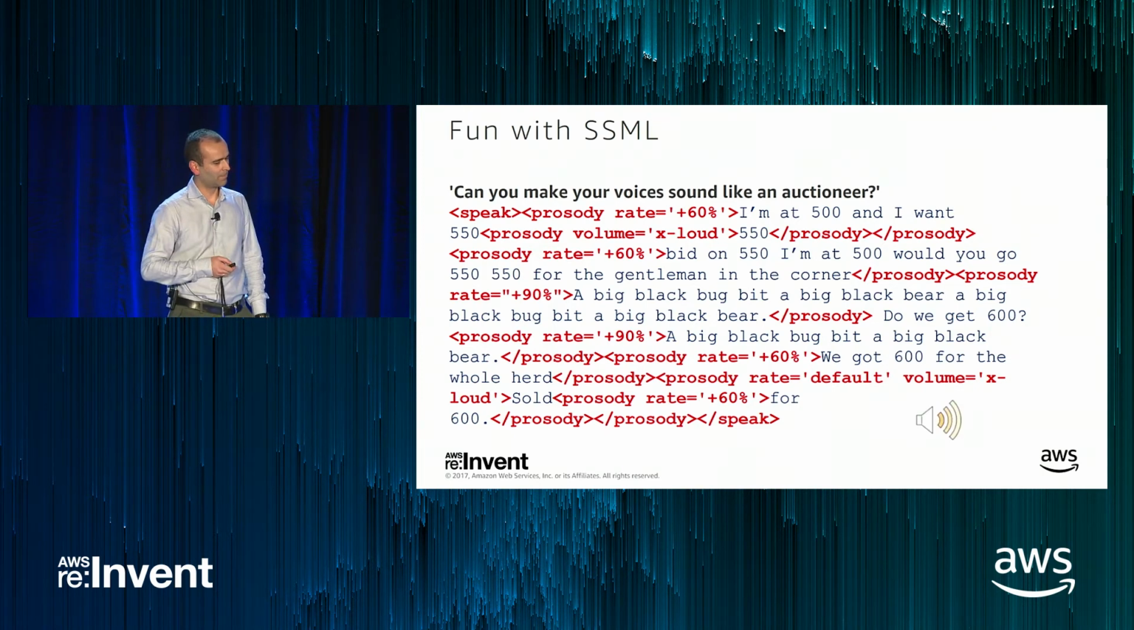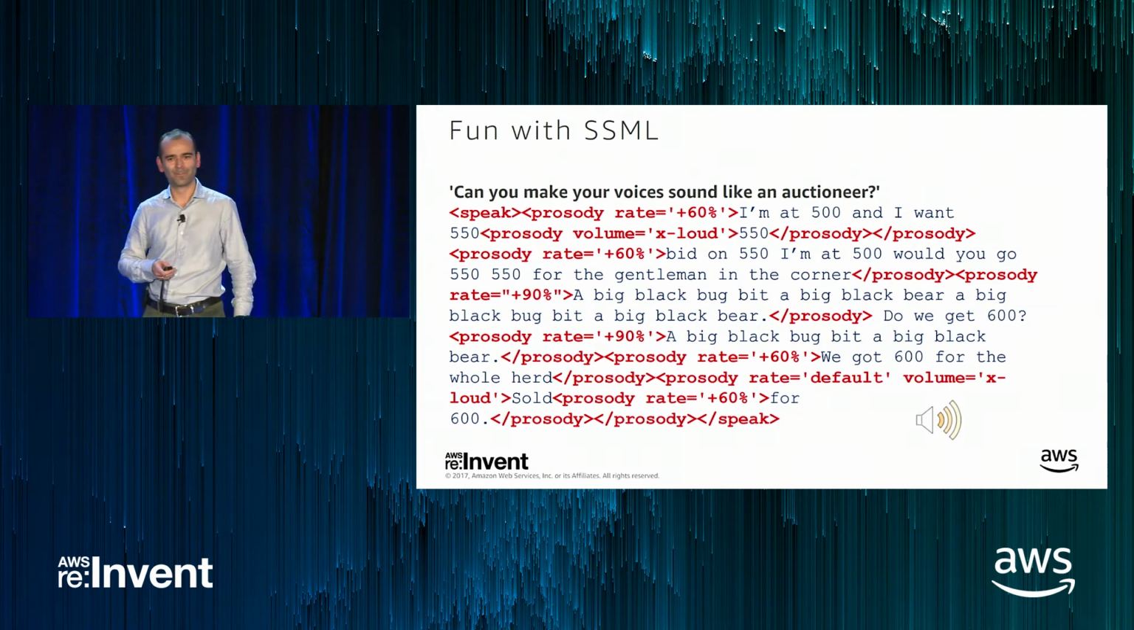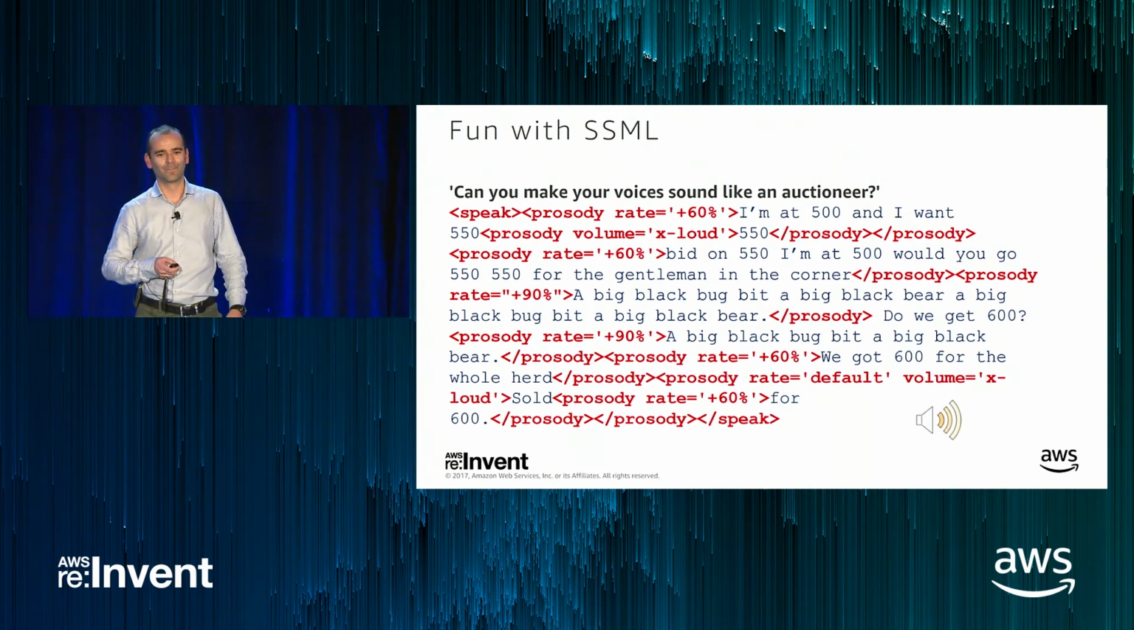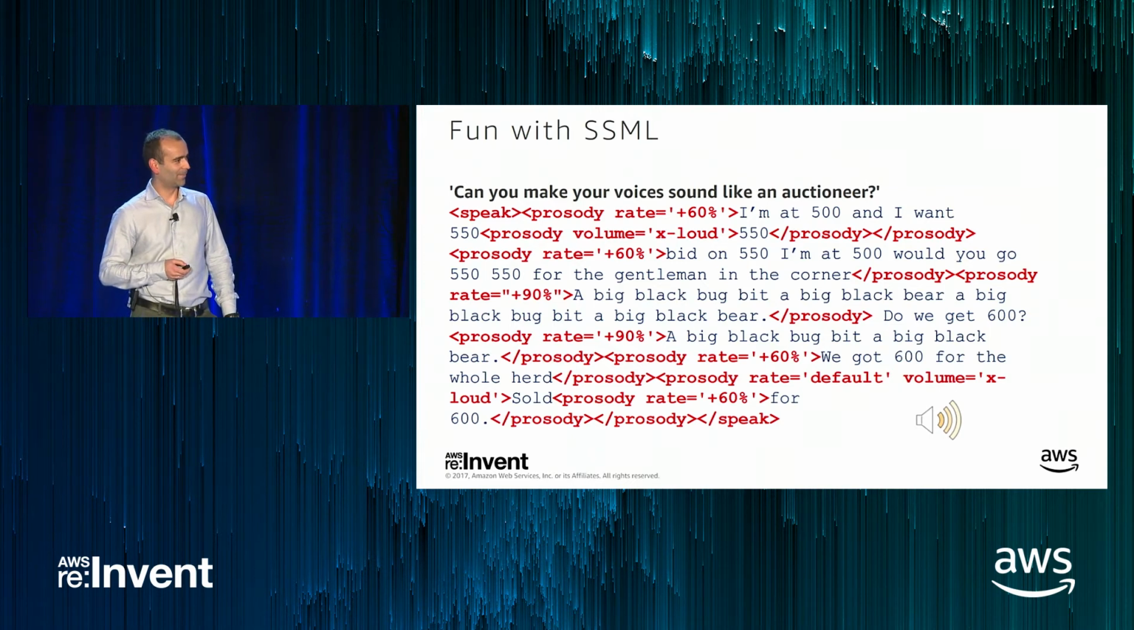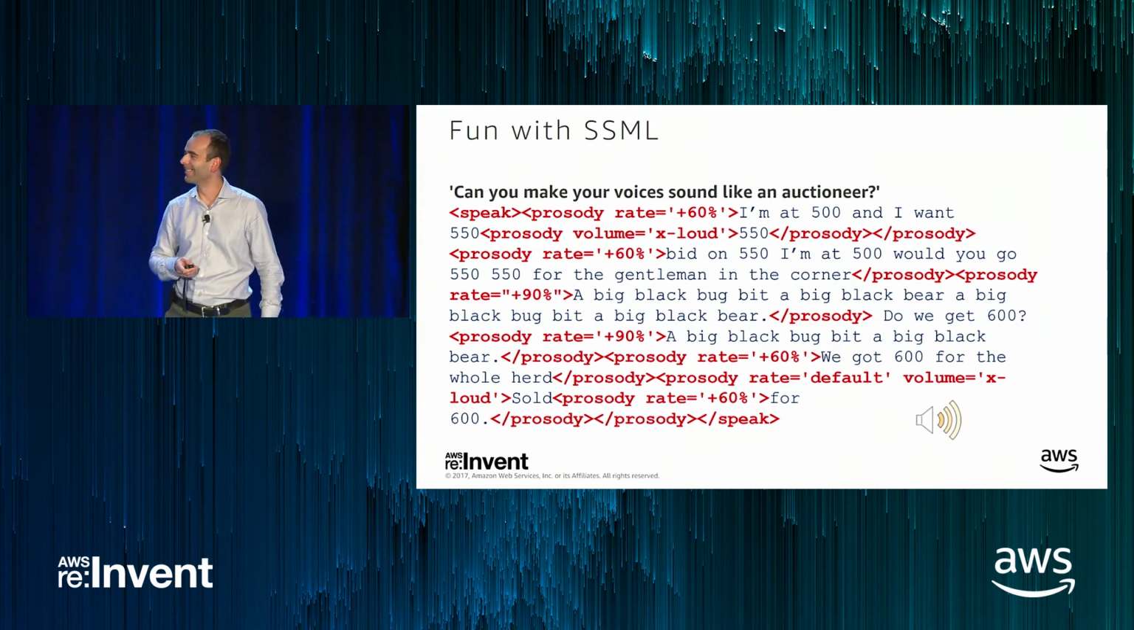I'm at 500 and I want 550. Bid on 550. I'm at 500. Would you go 550 for the gentleman in the corner? A big black bug bet a big black bear. Do we get 600? A big black bug bet a big black bear. We got 600 for the whole herd, sold for 600.